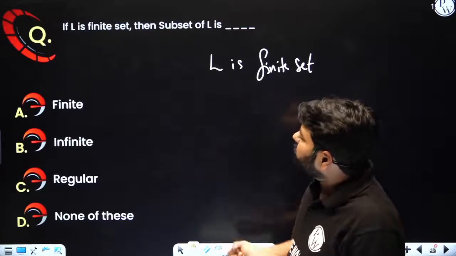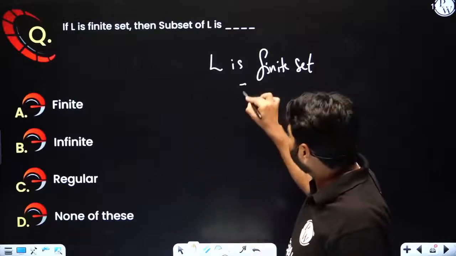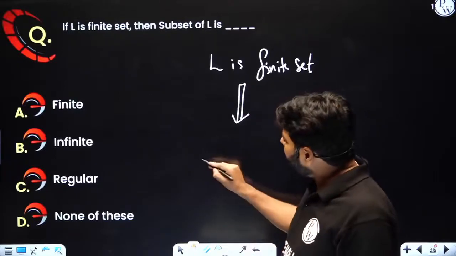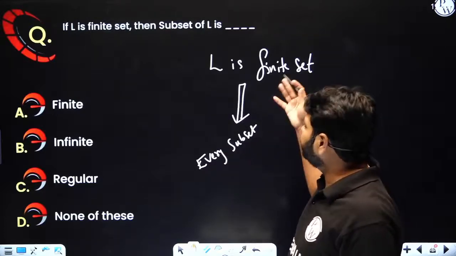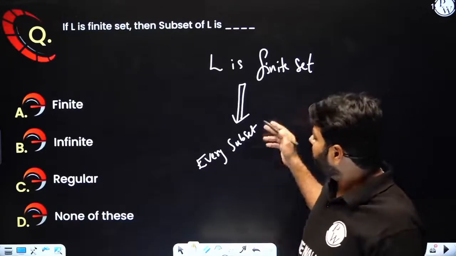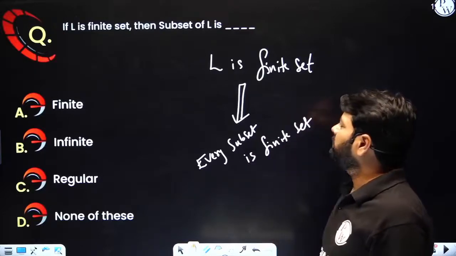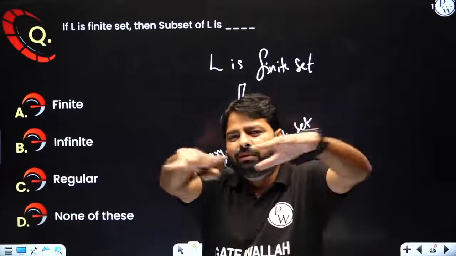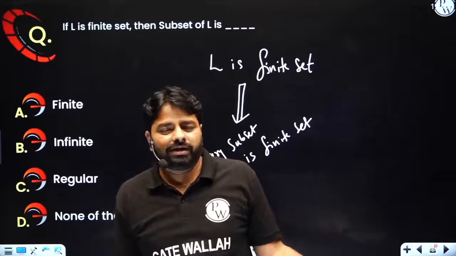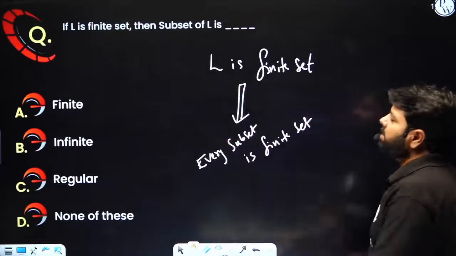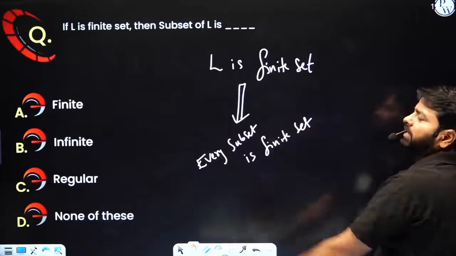When I am taking the subsets of this L, is it possible to be an infinite set? Every subset you take, L itself is a subset, that is the maximum cardinality, right? Every subset is definitely a finite set. Yes or no? Is there any possibility? I have only a finite number of strings here. How can I pull an infinite number of strings from this as a subset? Not possible, right?